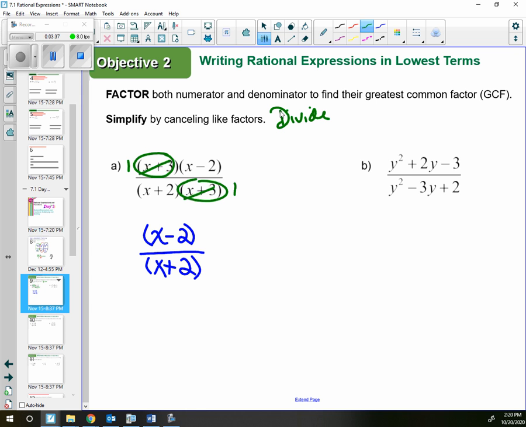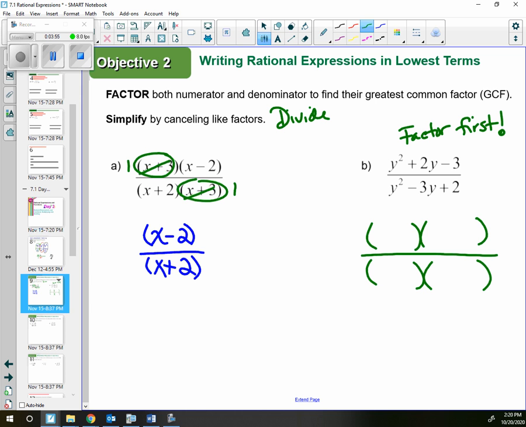Take a look at the next one. This one looks visually different to me. No parentheses, right? So we need to factor it first. There's no way to divide out a common factor unless it's already factored. So we need to factor first, top and bottom. So we're going to be practicing some of that factoring from chapter 6 here, top and bottom.